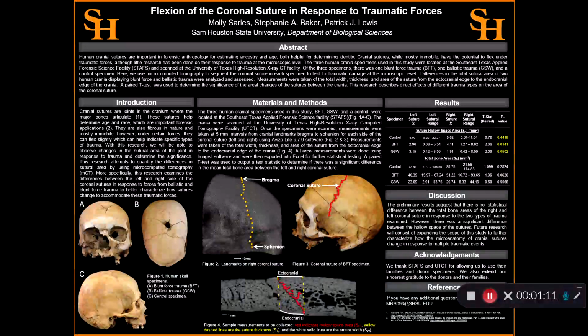We used microcomputed tomography to segment the coronal suture in each specimen and test for traumatic damage at the microscopic level. We were looking for differences in the total sutural area of the left and right side. So we were testing the left side of the coronal suture against the right side in each specimen: the blunt force, the ballistic, and the control.